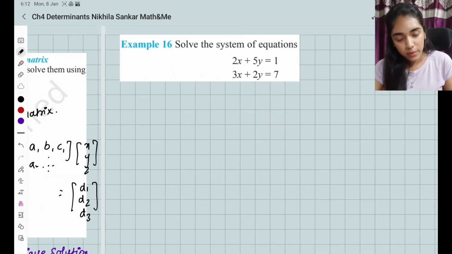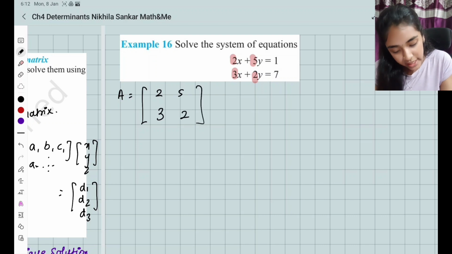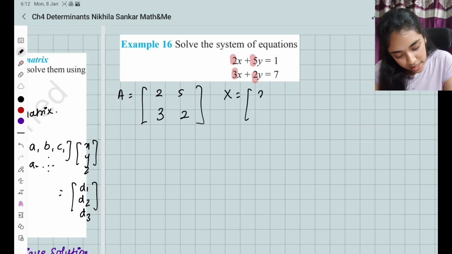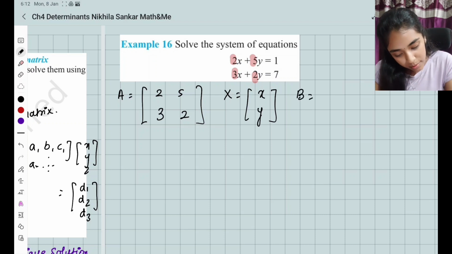Solve the system of equations. So, first A matrix என்னவா இருக்க போகுது? It is going to be the coefficients of x and y in one column. So, you have 2, 3, 5, 2. இது A matrix. இப்போ X matrix என்னவா இருக்க போகுது? It is simply going to be x and y as a column matrix. இப்போ B matrix என்னவா இருக்க போகுது? These values, the values that are highlighted in purple. So, B matrix is going to be 1, 7.